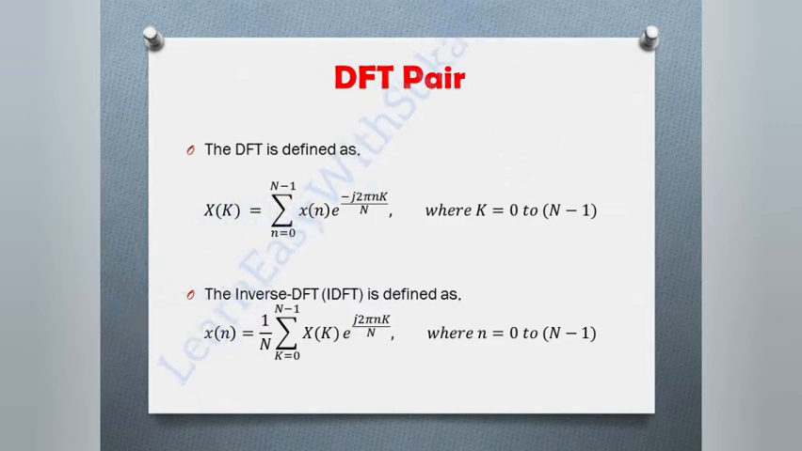So the DFT is defined as X of k. For any given sequence x of n, X of k is the DFT. So X of k is equal to the summation n equal to 0 to N minus 1 of x of n e power minus j 2 pi n k divided by N, where k is equal to 0 to N minus 1. In the same way, the inverse DFT is defined as small x of n equal to 1 by N summation k equal to 0 to N minus 1 of X of k e power j 2 pi n k by N, where n is equal to 0 to N minus 1.